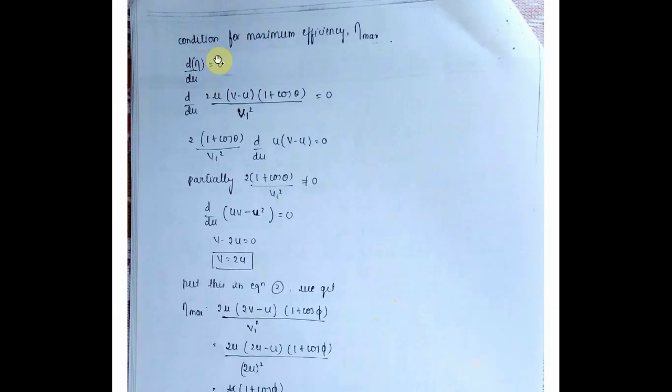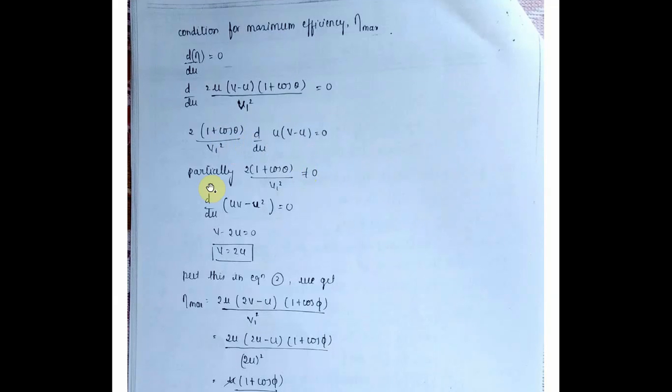Therefore we know the condition for maximum efficiency: d eta by dU is equal to 0. So d eta by dU is equal to 2 (1 + cos phi) divided by V1 square into d by dU of U (V - U), which is equal to 0. Since 2 (1 + cos phi) by V1 square is not equal to 0, d by dU of U (V - U) is equal to 0. Therefore V minus 2U equals 0, V equals 2U.